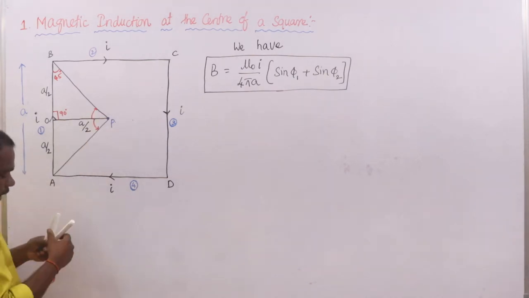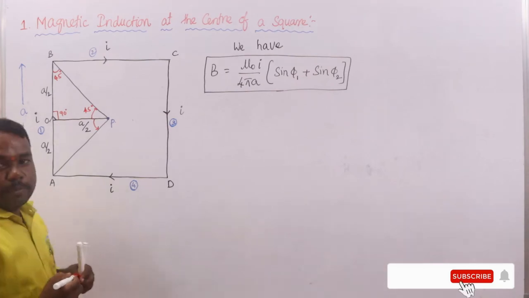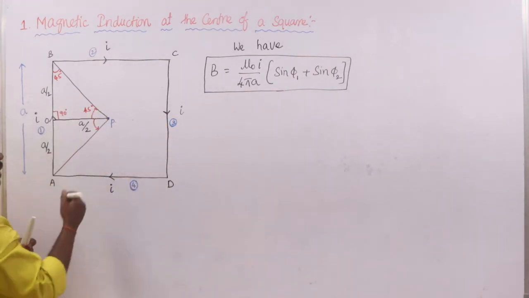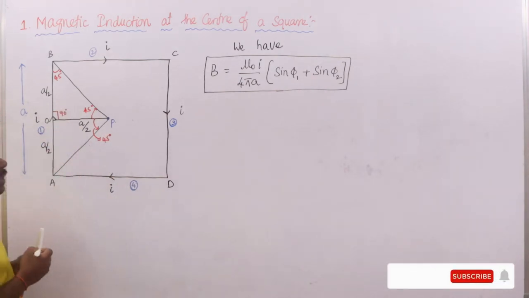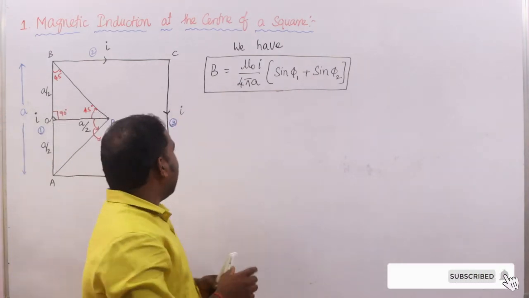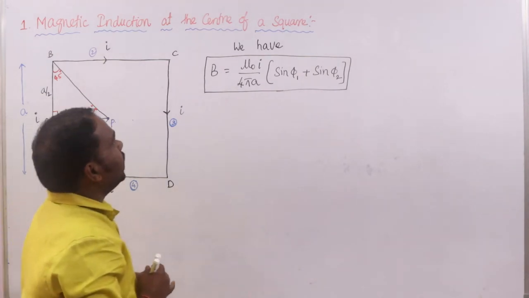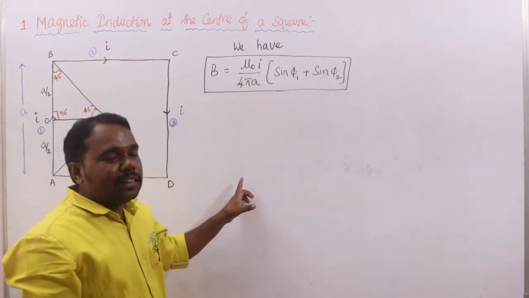So the remaining angle here should be 45 degrees. It should be 45 degrees at point B. Here it is 45, and here it is also 45 degrees because of the symmetrical structure. So the angles here are 45 and 45, and more importantly, we have the magnetic induction due to a finite length of the conductor.